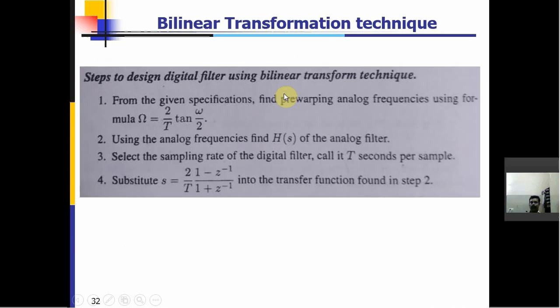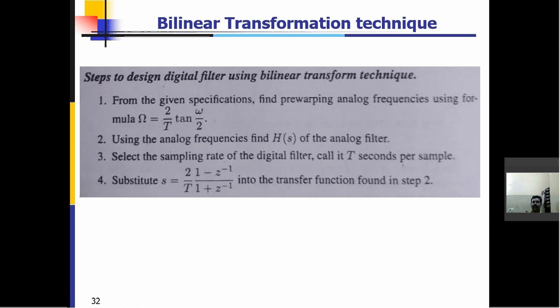Now we are going to see the steps to design a digital filter using the bilinear transformation technique. What are the steps needed? The first step is from the given specification. They will be giving the specification. From the specification, first find the pre-warping analog frequencies using the formula: analog cutoff frequency omega is equal to 2 by T tan omega by 2. This omega is nothing but the digital cutoff frequency.